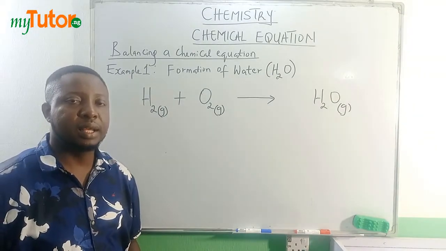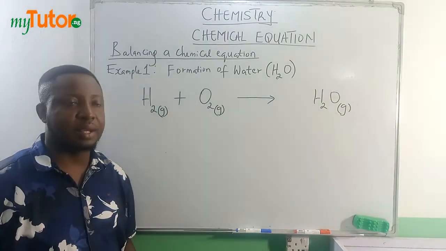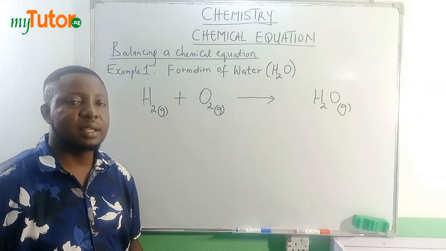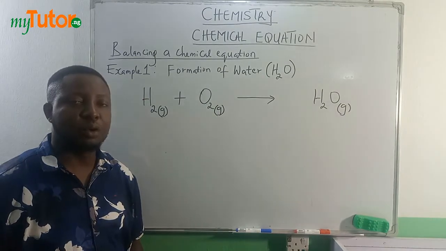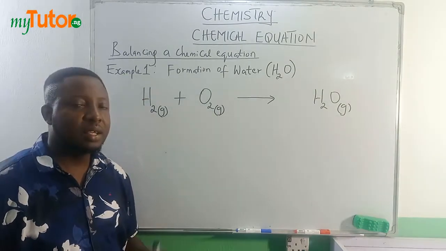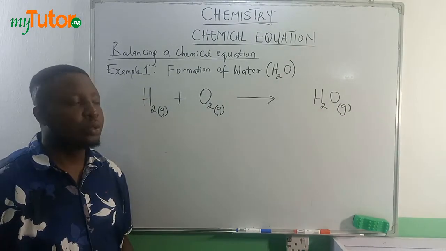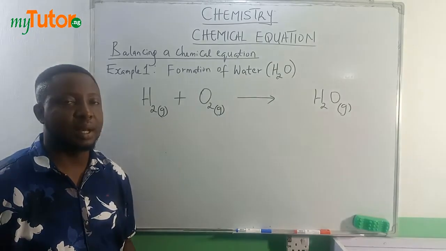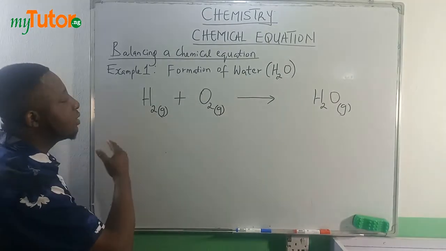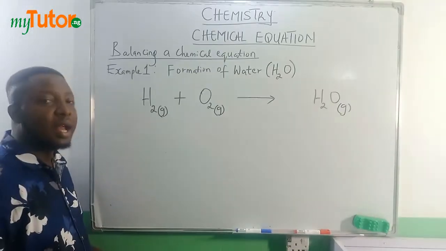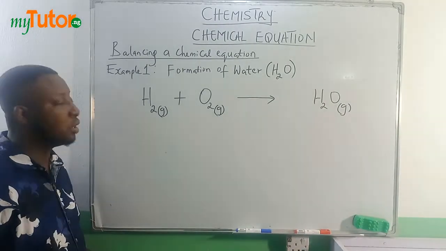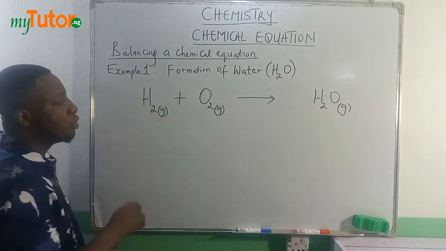The next thing is to check if this equation is balanced. Remember, we said that a chemical equation is balanced when the number of atoms of each element is equal on both sides. So let's check and see if this equation is balanced. On the reactant side, we can see hydrogen, and if we count the number of atoms of hydrogen, we can see that hydrogen is 2.